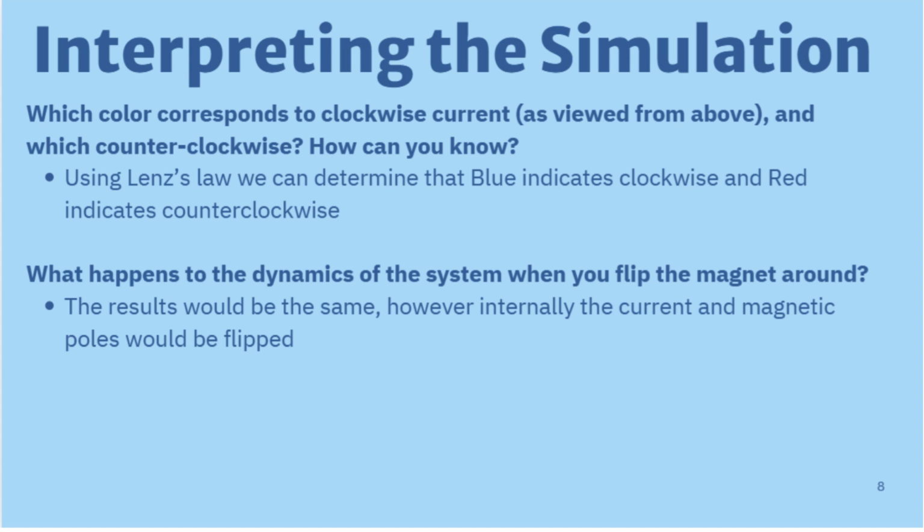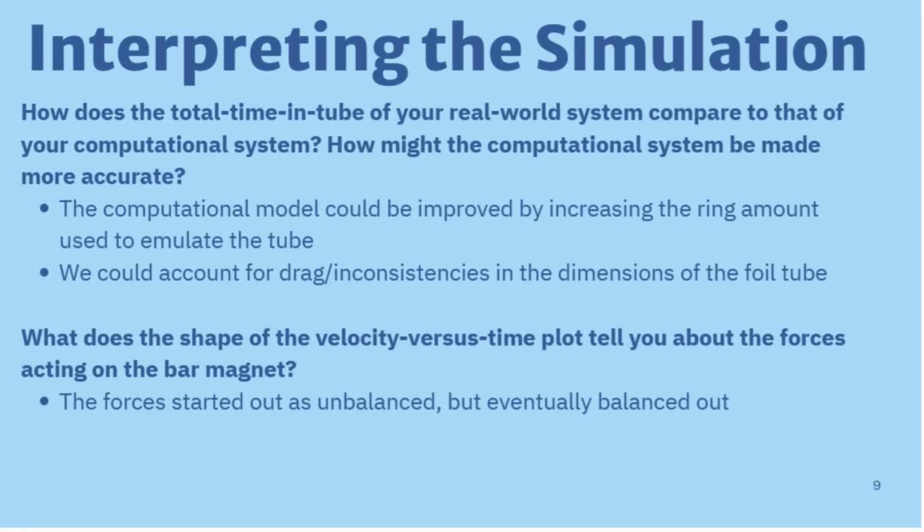We then noticed what happens to the dynamics of the system when we flip the magnet around. The results would be the same, however, internally the current and the magnetic poles would be flipped. We then answered how the total time in the tube of your real-world simulation compares to that of our computational system, and how the computational system might be made more accurate. We said the computational model could be improved by increasing the number of rings used to emulate the tube, and that we could also account for the drag and inconsistencies in the dimensions of the foil tube.